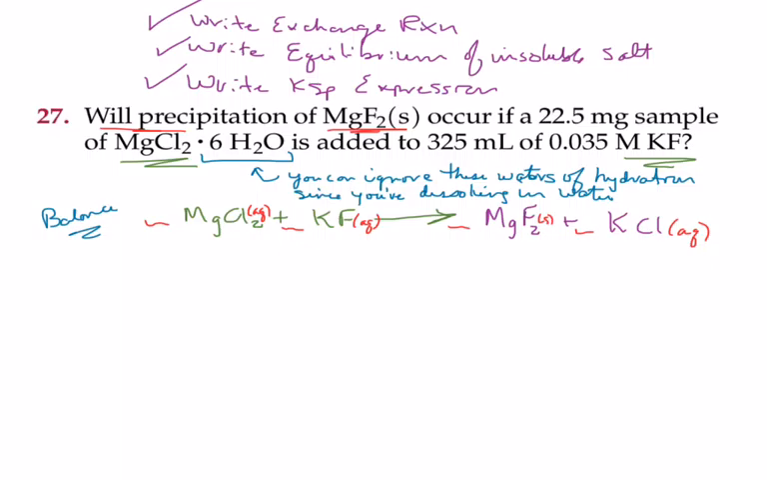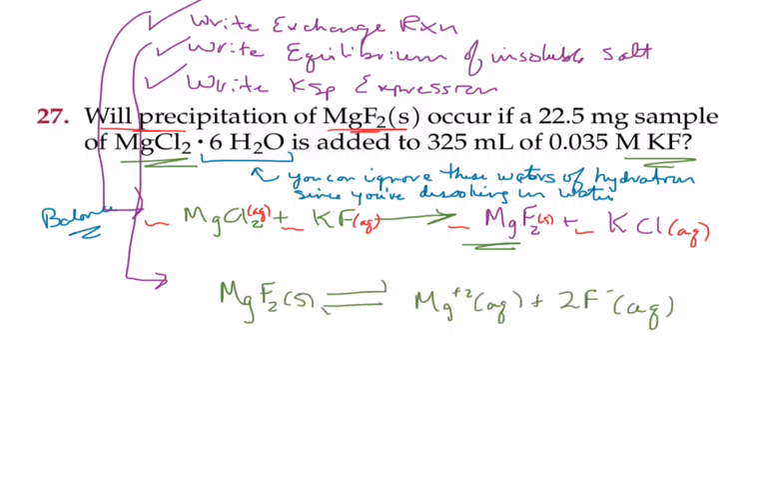Oh, wait a minute. So it says you can ignore these waters of hydration since you're dissolving in water. Oh, yeah. Now I remember that. You can ignore them, but you have to take into account that they're in that 22.5 milligrams sample that you weigh out. So I have to double check. This was from last year. You can ignore them because they'll just go away, but you can't ignore them in the mass of what you're weighing out.